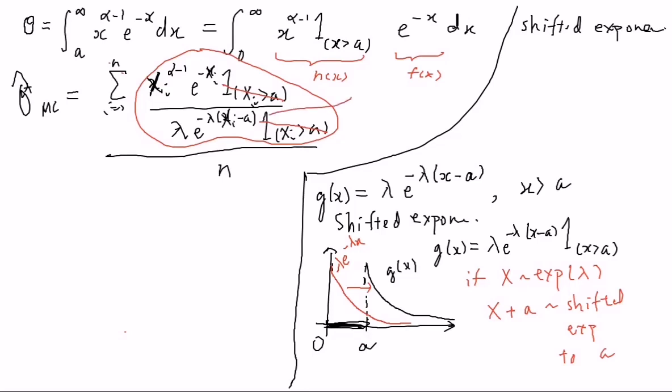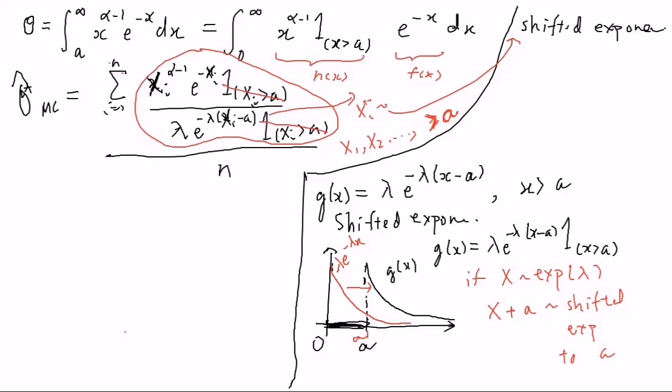You notice this here: your x values are drawn from the shifted exponential. Your x values are drawn from the shifted exponentials, which means that your x1, x2, and all that, are more than 8, because they start drawing from A. So we can simplify that by removing the indicator functions here.